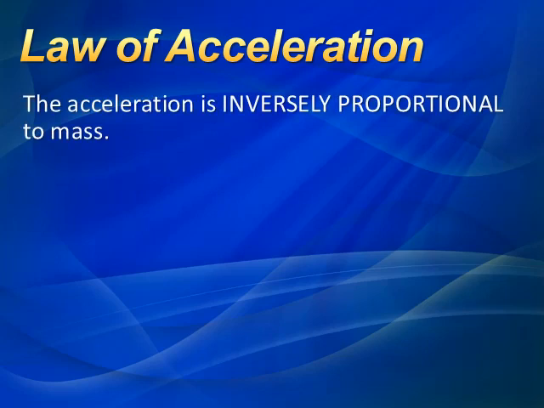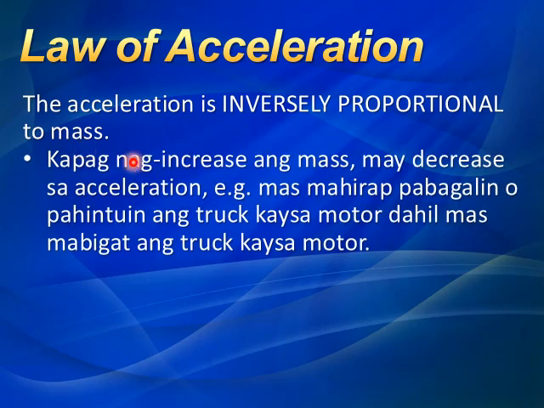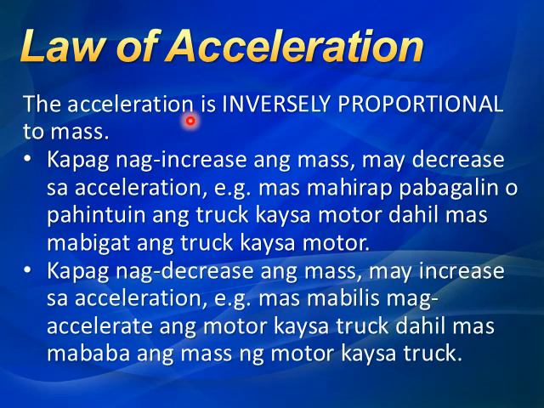Okay, so pag sinabi naman natin inversely proportional, so the acceleration is inversely proportional to mass, ibig sabihin kapag nag-increase ka ng mass, may decrease sa acceleration. So, mas mabagal. So, ito yung reason kung bakit mas mahirap pabagalin or pahintuin ng truck kaysa sa motor kasi mas mabigat ang truck kaysa sa motor. So, acceleration is inversely proportional to mass. So, kapag nag-decrease naman ng mass, mas may increase ka sa acceleration. So, mas mabilis mag-accelerate ang motor kaysa sa truck kasi mas mababa ang mass ng motor kaysa sa truck.